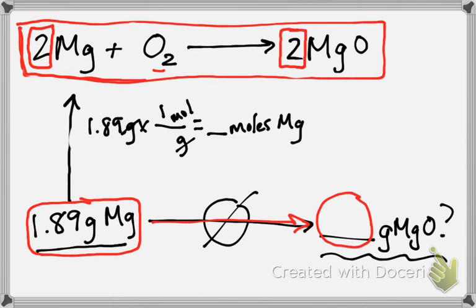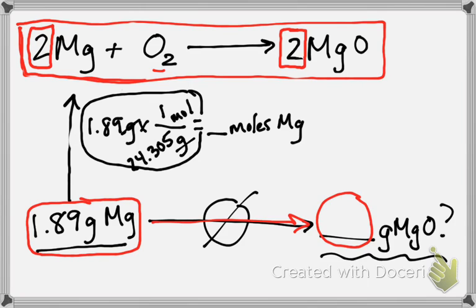Well, luckily you can go to your periodic table and find out how much a mole of magnesium weighs. So 1 mole is equal to 24.305 grams for magnesium, and then you plug this into your calculator, and it's going to give you some number, which I think I remember from class was 0.07776 moles of magnesium. So that's great. So now you know how many moles of magnesium need to go into the machine.